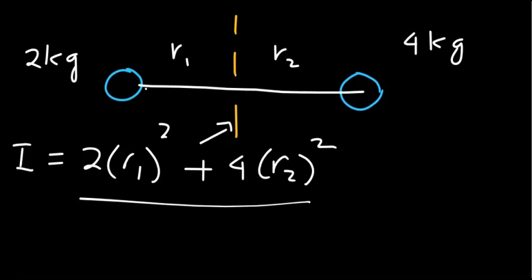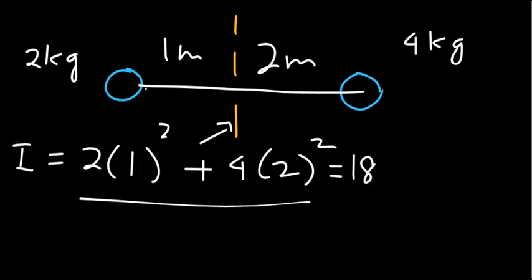If you assume r1 is 1 meter and r2 is 2 meters, then the numerical answer for the moment of inertia of that system about that axis is 2 times 1 squared plus 4 times 2 squared, which will give you 18 kg meter squared.